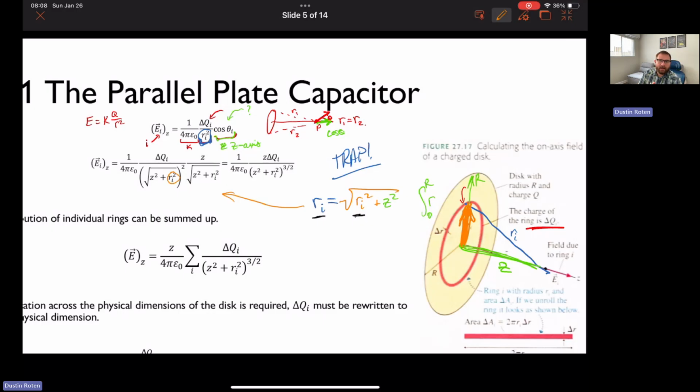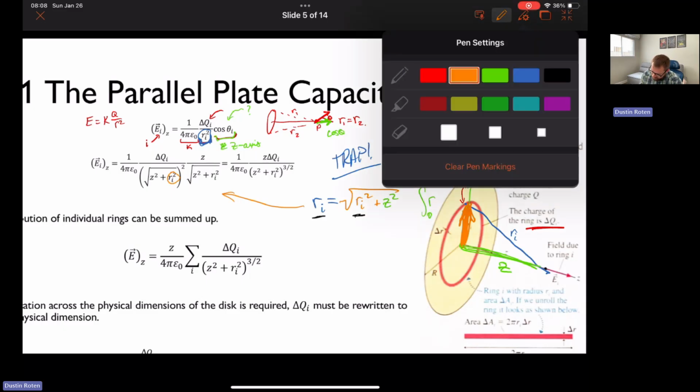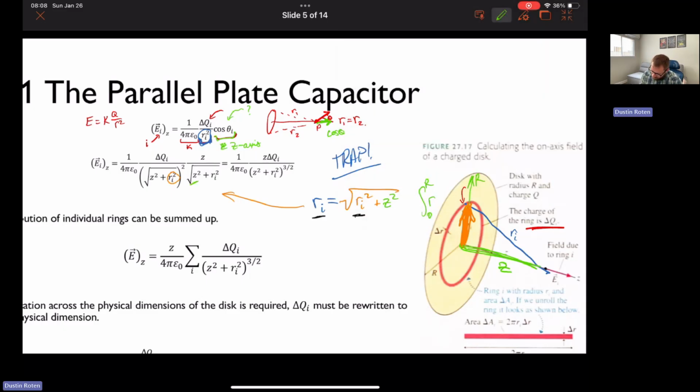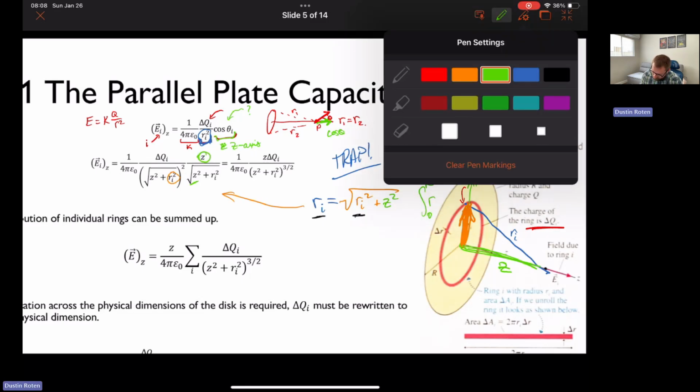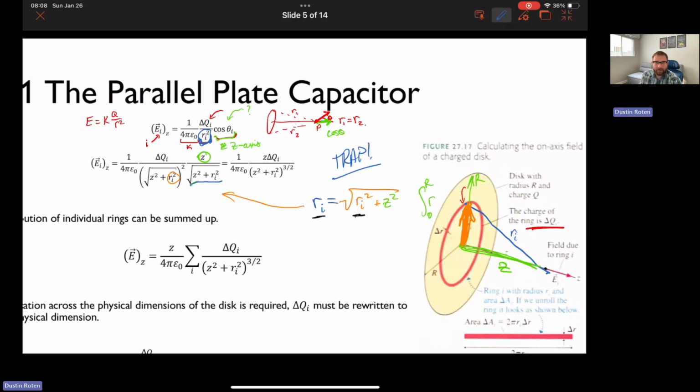Now I just need to rewrite cosine theta. That's also just adjacent over the hypotenuse. So that's going to be the adjacent piece over the hypotenuse. Wait, sorry, hold on. The adjacent piece over the hypotenuse. There we go.